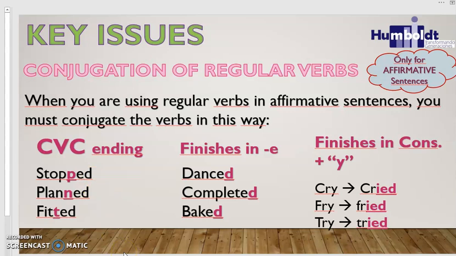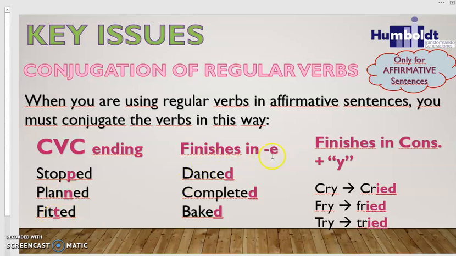So, when you are using regular verbs in affirmative sentences, you must conjugate the verbs in this way. Remember that we need to apply the CVC ending. So if the verb finishes in consonant, vowel, consonant, for example in this case stop, we need to duplicate the final consonant before adding ed. So we say here stopped, planned, fitted. Okay, so we duplicate the N and we duplicate the T.